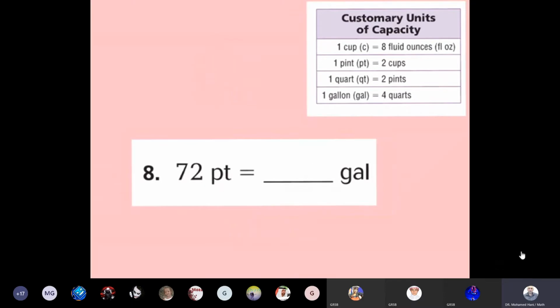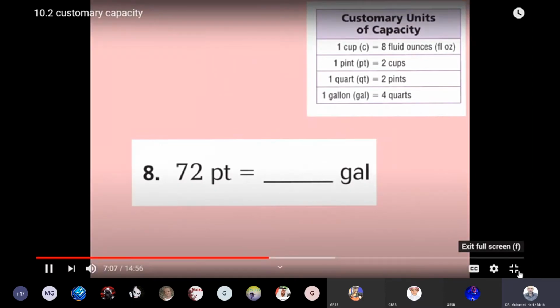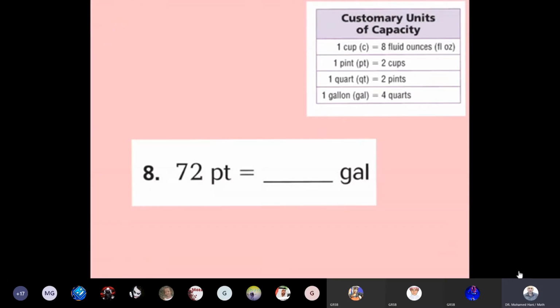For number 8, we're going to talk about converting pints to gallons. Now, pints are smaller than gallons. We can fit how many pints inside 1 gallon? Let's go ahead and look and see up here to help us figure that part out. I know 1 gallon is equal to 4 quarts, and I know 1 quart equals 2 pints. So if I know 1 gallon equals 4 quarts, I'm going to draw 4 quarts right here. Those are my quarts. I'll put a little Q inside each one.